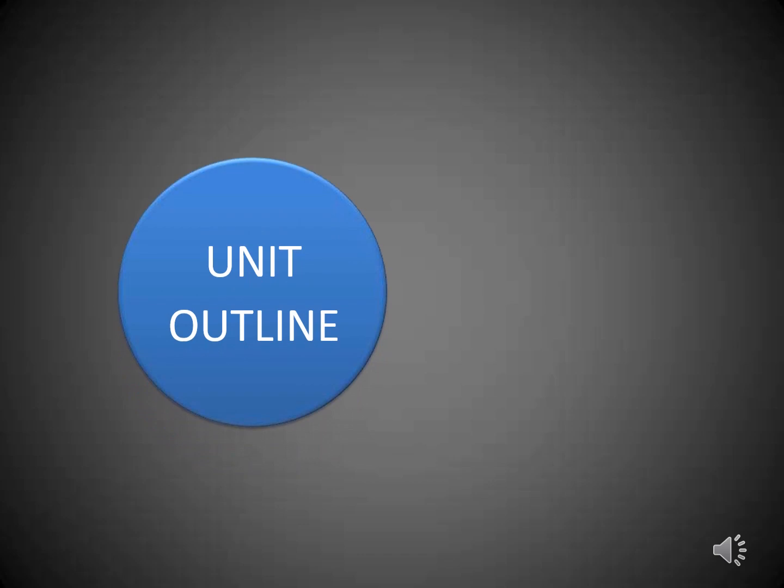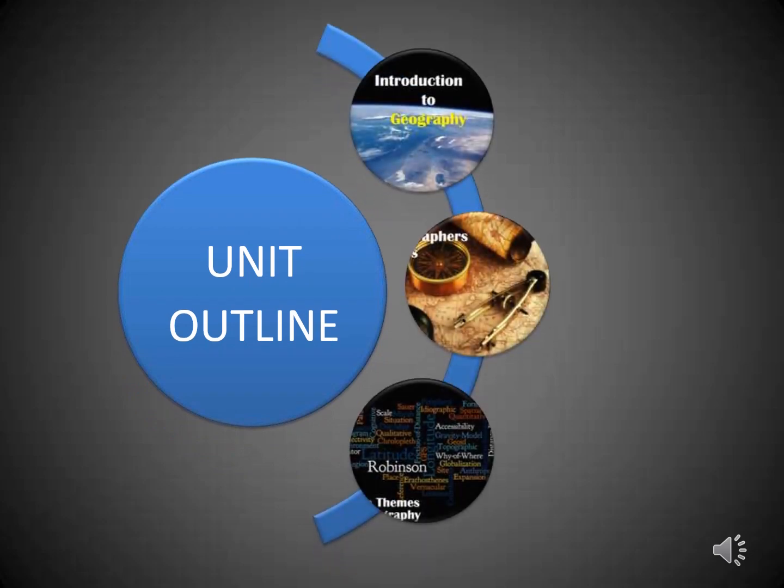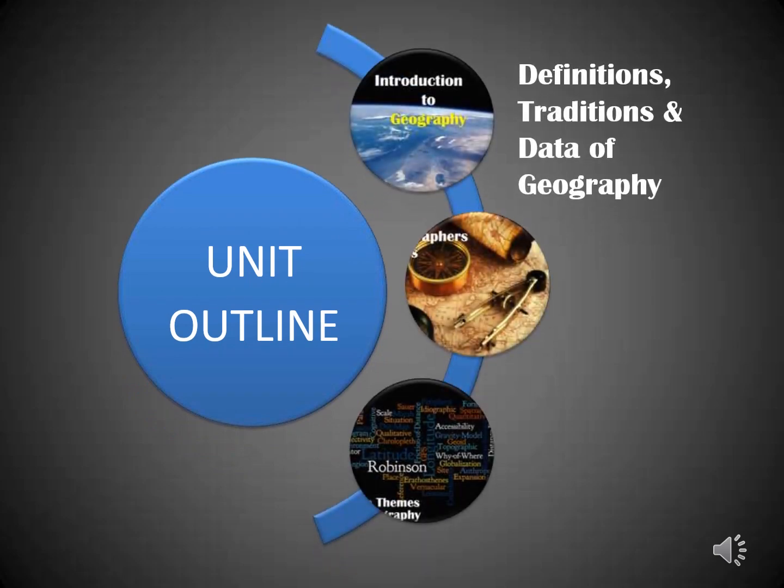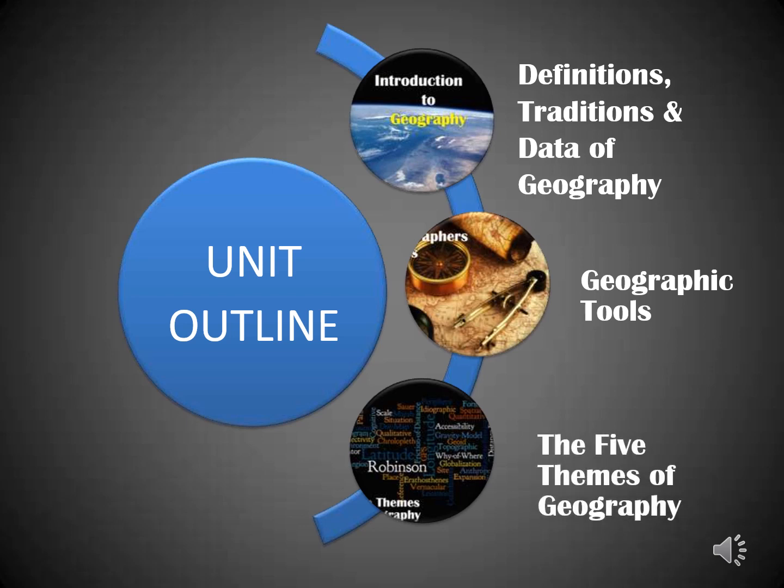Unit 1 has 3 chapters. These include Chapter 1 on definitions, traditions, and data of geography. Chapter 2 discusses the various geographic tools, and Chapter 3 deals with the 5 themes of geography.